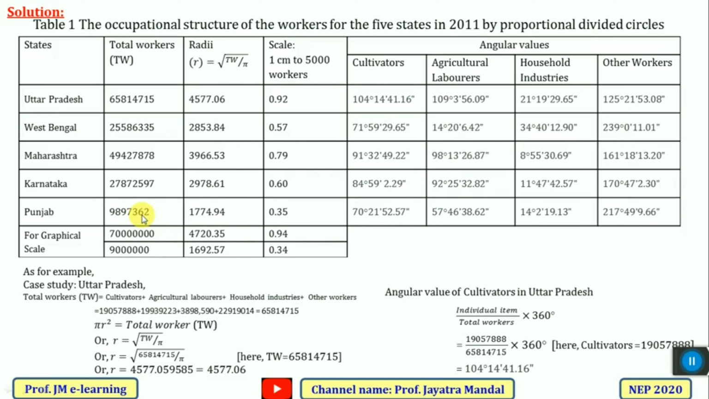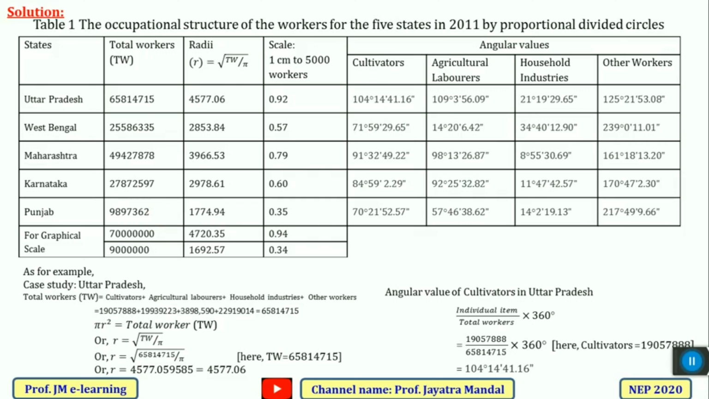9897362. When creating the graphical scale, the highest value should be rounded up and the lowest value should be rounded down. Remember this. Rounding up 65814715 may give 66 million or 70 million, and rounding down 9897362 would give 9 million.